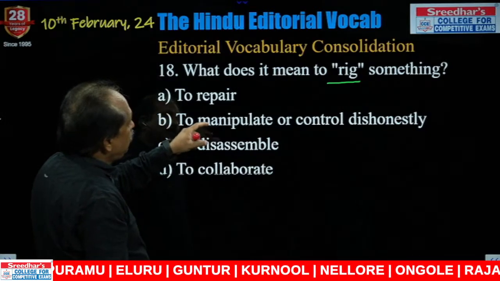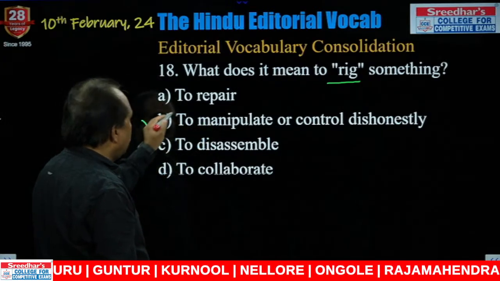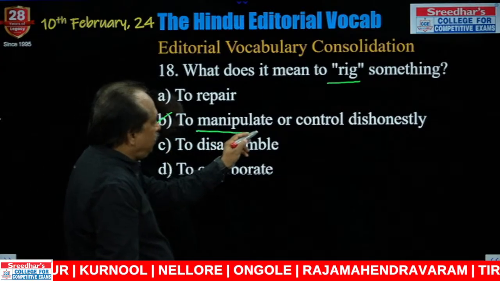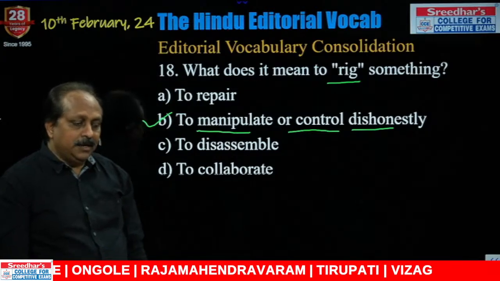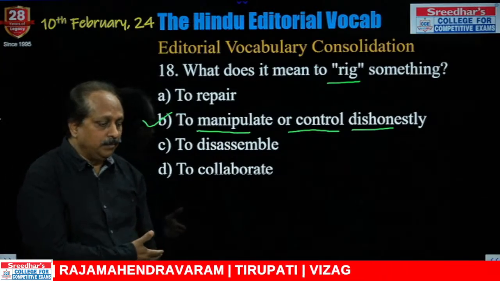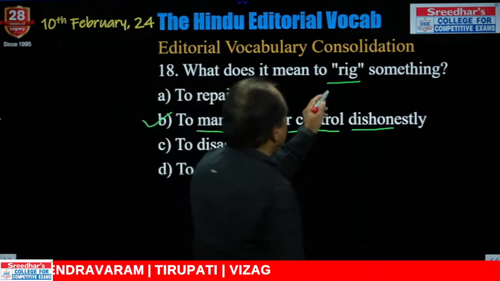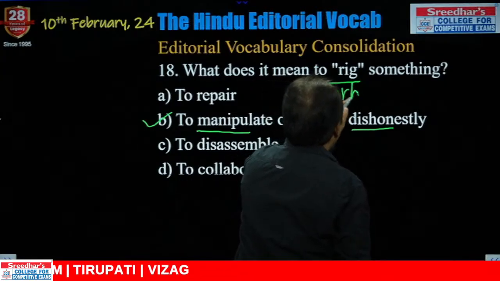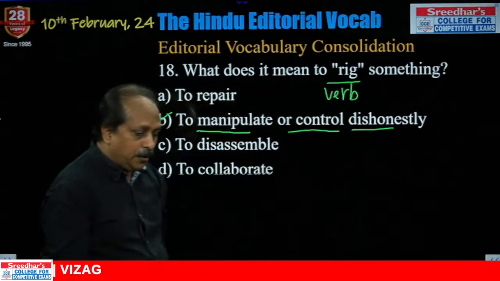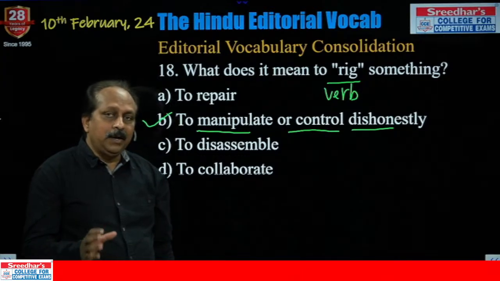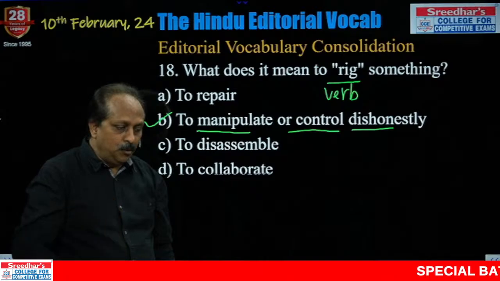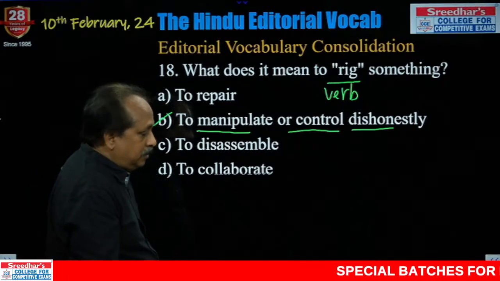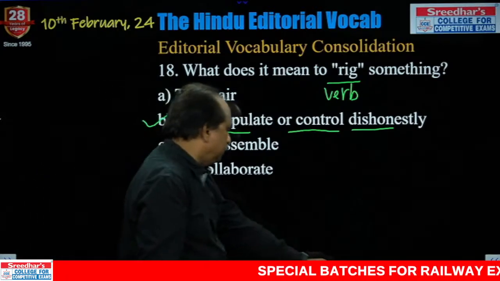What does it mean to rig something? The answer is B. To manipulate or control dishonestly. This goes with elections. And what is a noun form? First, what is it? Rig is a verb. And what is the noun form? Rigging. At the time of elections, we use the word rigging. There was rigging in that particular booth. The answer is B, not C.